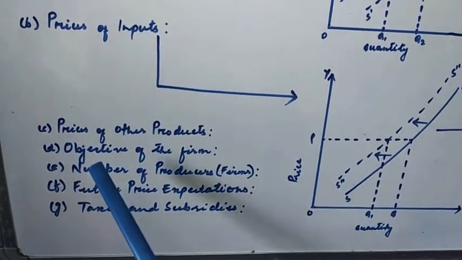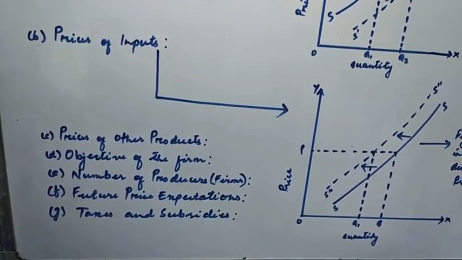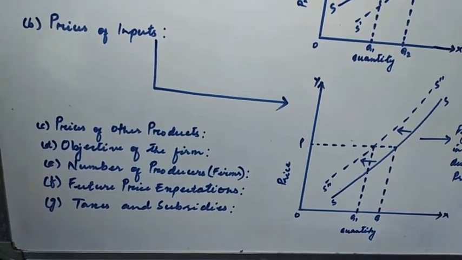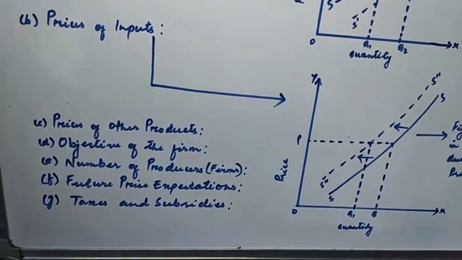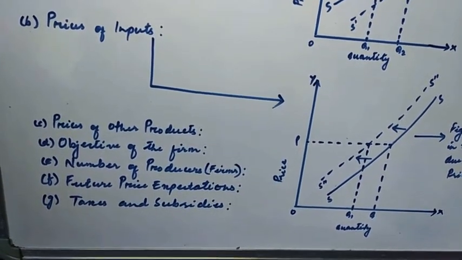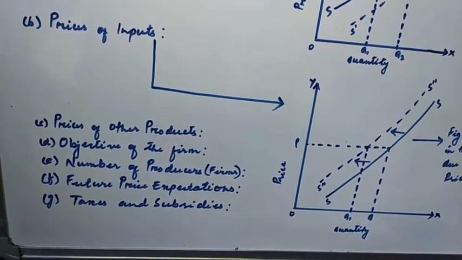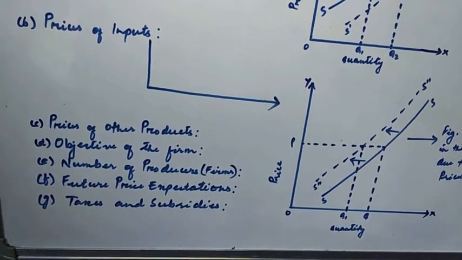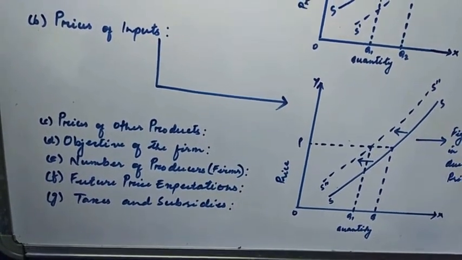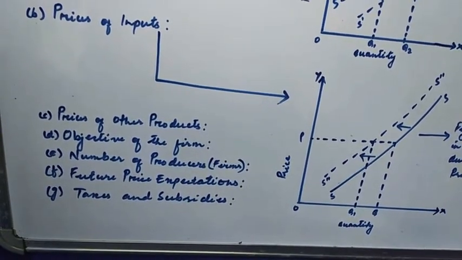The next is we have objectives of the firm. So the objective or aims or targets of a firm also determines the supply of a product produced by it. If the objective, aim and target of the firm or producer is maximizing sales or revenue rather than profit making, then the production of the product, and hence the supply of it in the market, would be larger.